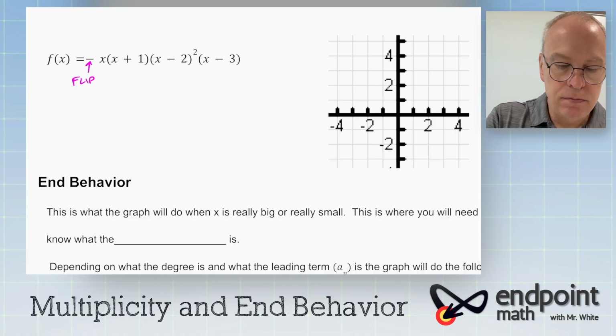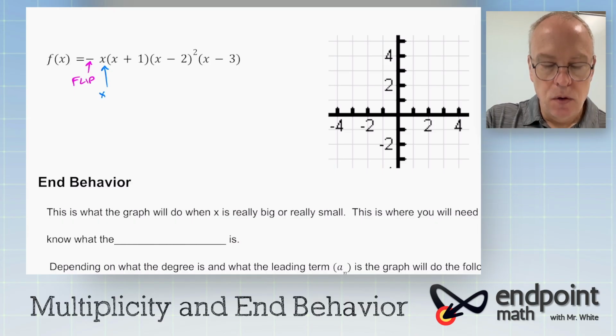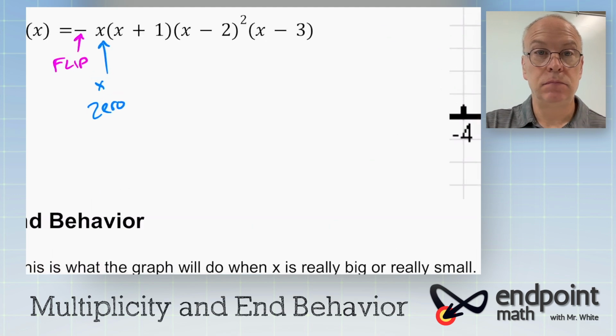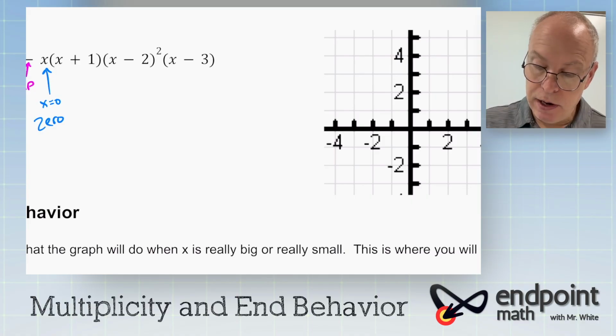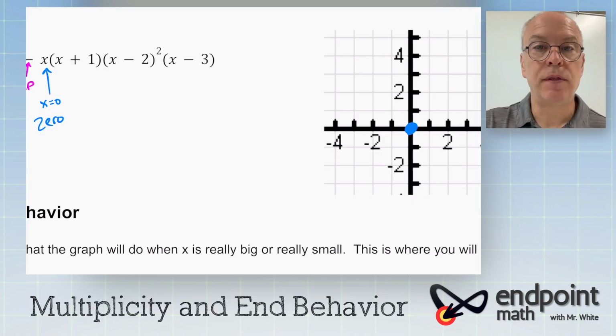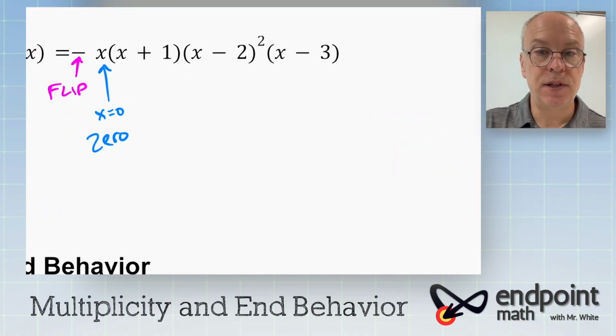I see x. So what would the 0 be for that factor? That's a factor. So what would the 0 be? It would be x equals 0. A lot of students forget about that one. So I'm going to come over here and put a nice big circle there. It's going to hit the x-axis there.